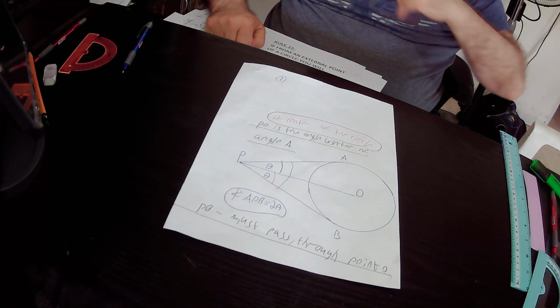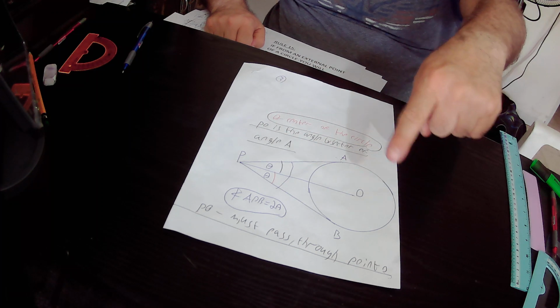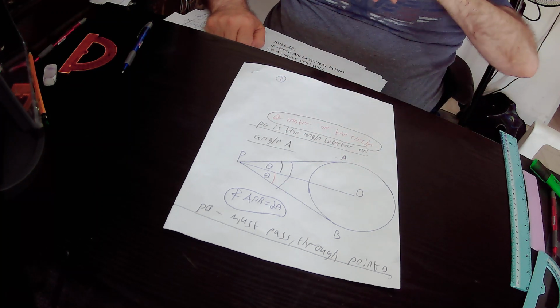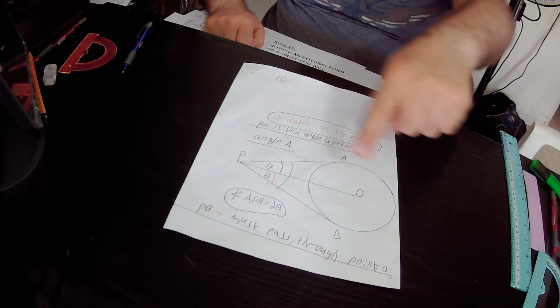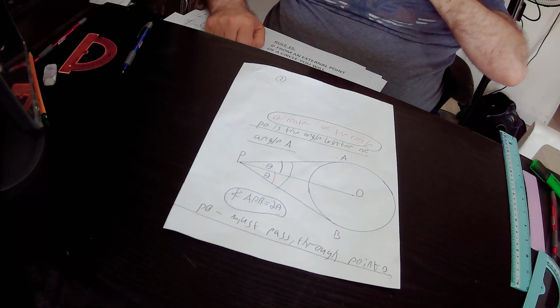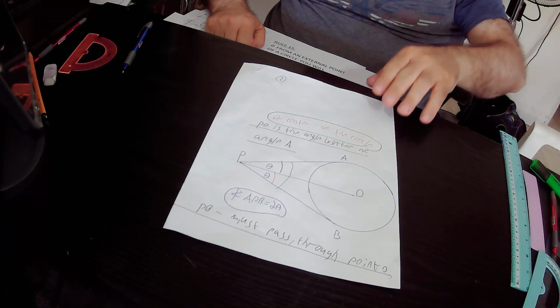So, if the size of angle APB is 2 theta, then the angle bisector OP bisects angle APB into 2 halves. Each half equals theta. Okay? So we can actually implement Rule 15 in our drawing.